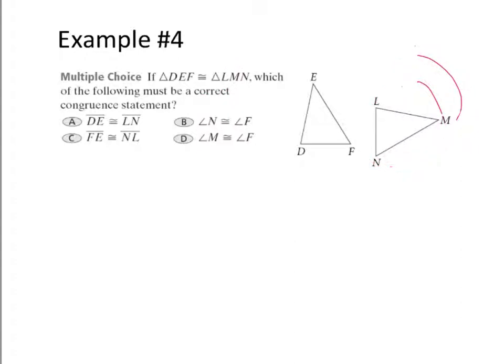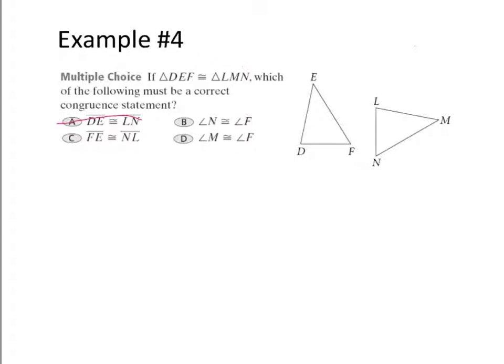So in answer number A, it says that segment DE is congruent to LN. Well, if I look on top, that's DE, so that's the first 2. LN is the first and the third. So these don't line up correctly, so my answer is not A. Can't be. B says angle N is congruent to angle F. Well, F is the third one, and N is the third one. So that does look correct, but let's check the rest of the 2 to make sure C and D are also false. So that would indicate our answer is B.